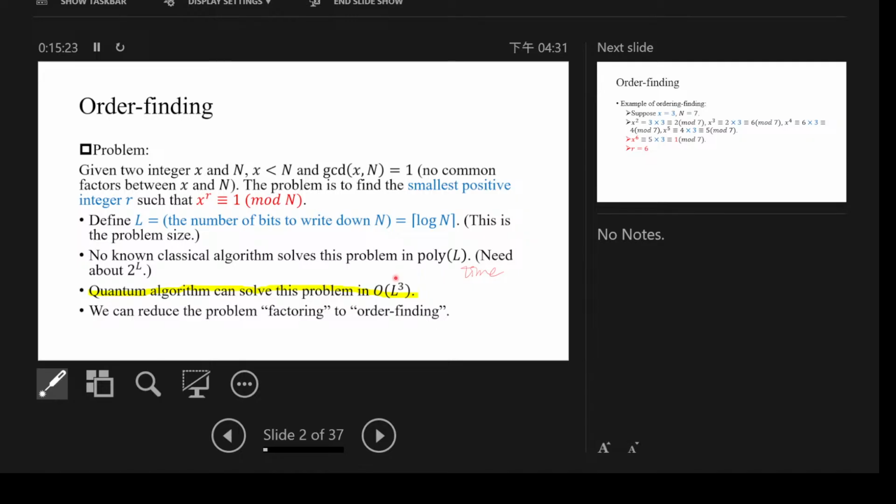So this is where the quantum algorithm can solve factoring very fast, because it was already known to mathematicians that if you can do order finding very fast, then you can do factoring very fast. In terms of computer science, we say we can reduce factoring to order finding. So this is the problem we want to solve. We want our quantum algorithm to solve this order finding problem, x to the r equal to 1 mod N.